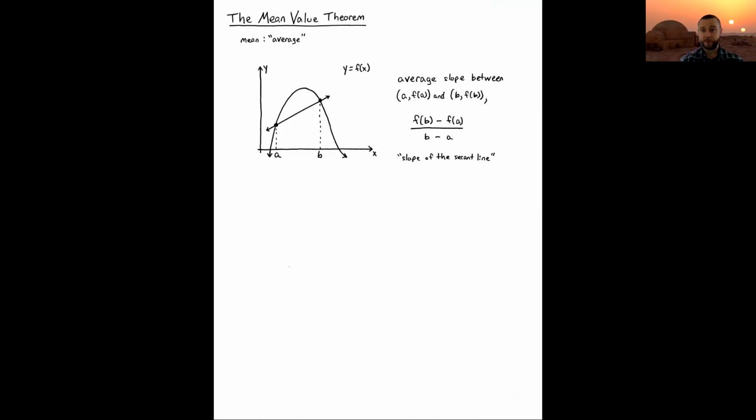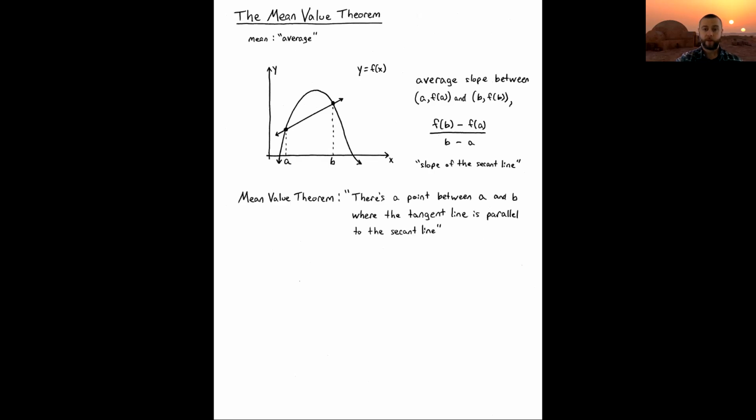The average slope between those 2 points, or the average rate of change of that function, we just calculate it from our familiar slope formula, change in y values divided by change in x values. And what we get here is f of b minus f of a divided by b minus a. And this is the slope of what we're calling the secant line. This is an average slope or average rate of change.